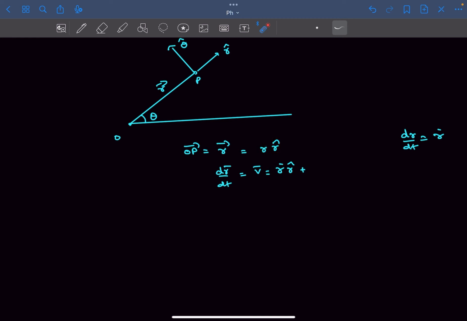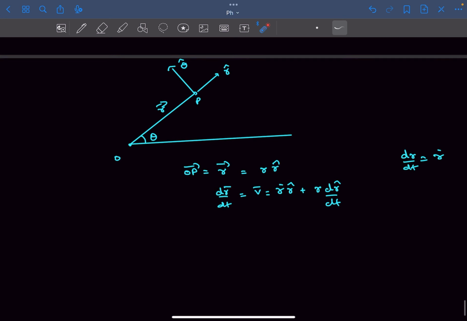But in this case, the r cap vector is also changing with time. Let's say this particle after some time reaches this point. Now if you join the origin to this point, r cap is in this direction. So r cap clearly is changing its direction with time. So we have to determine the value of dr cap by dt, which is essentially the rate of change of this unit vector.